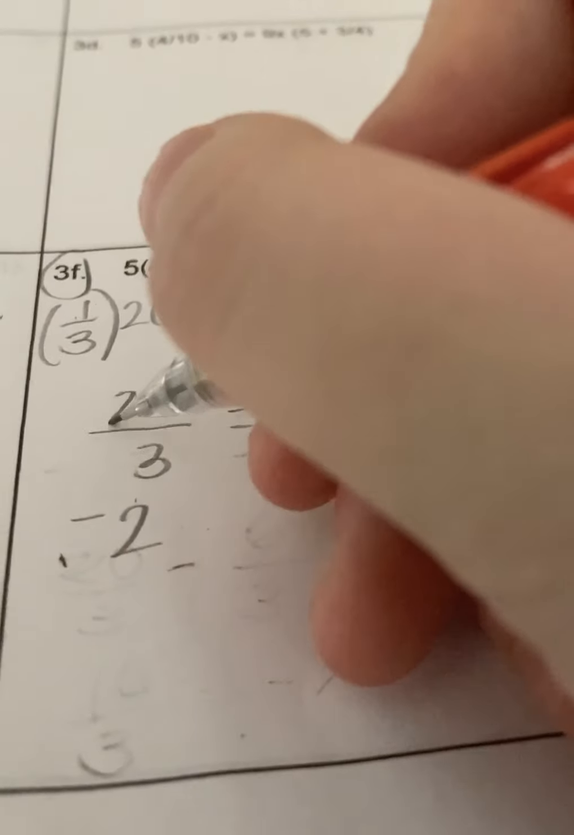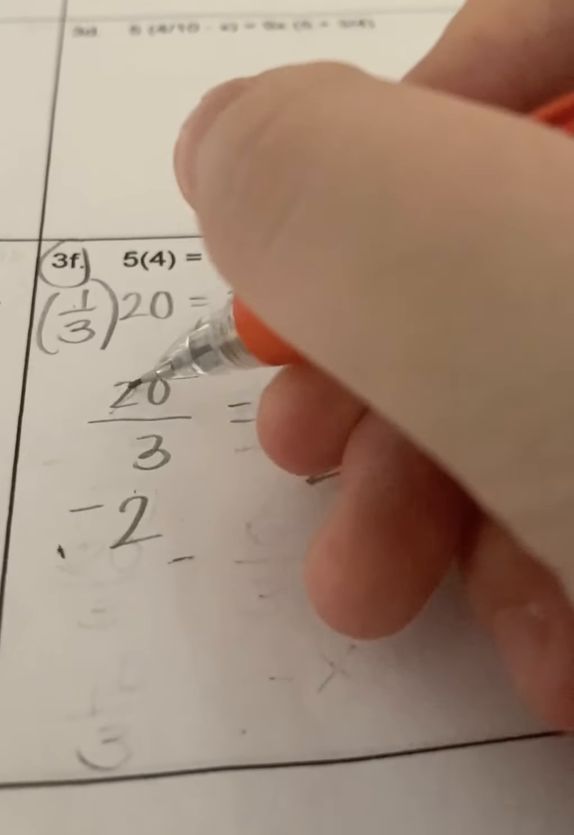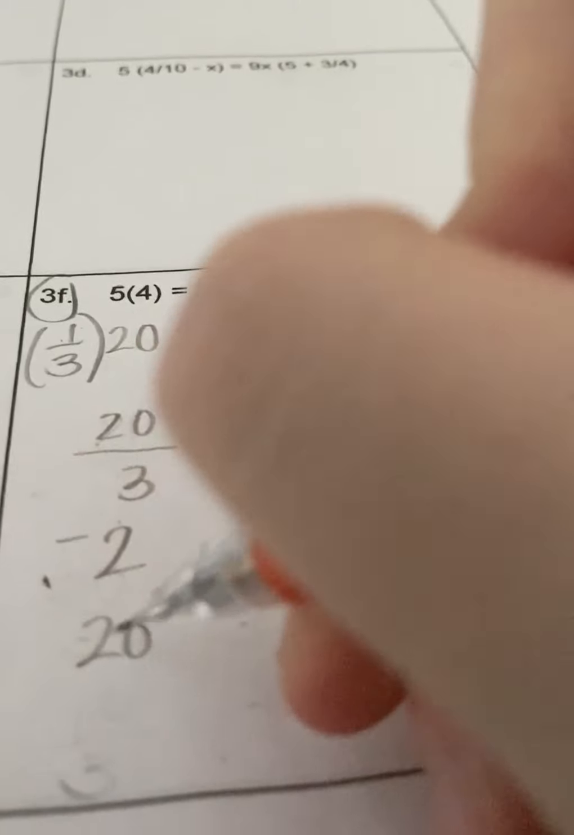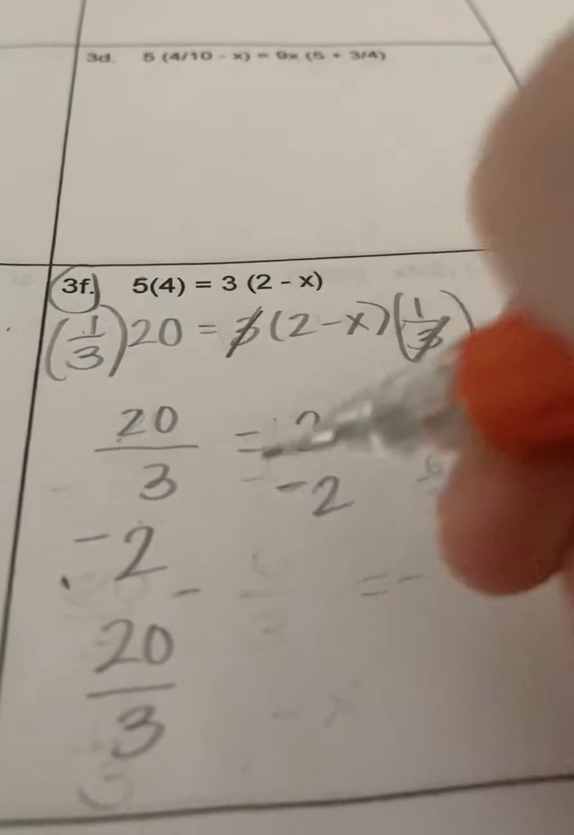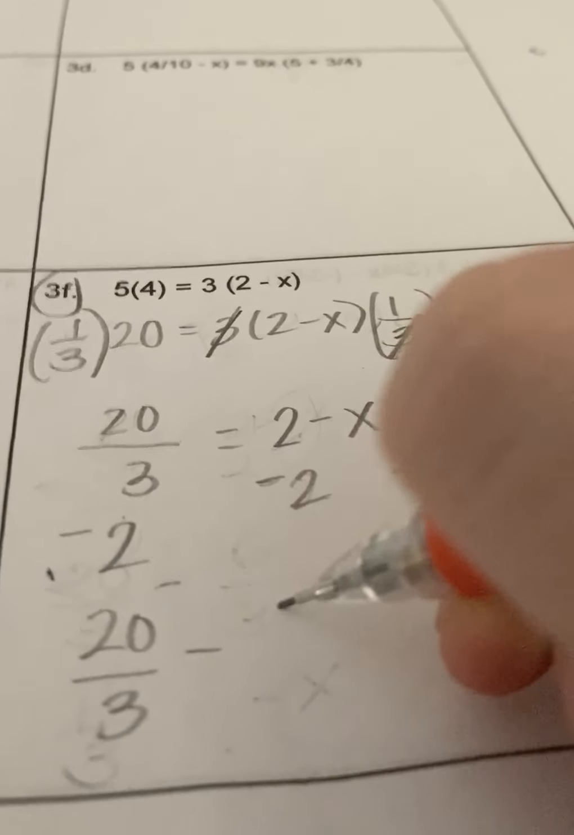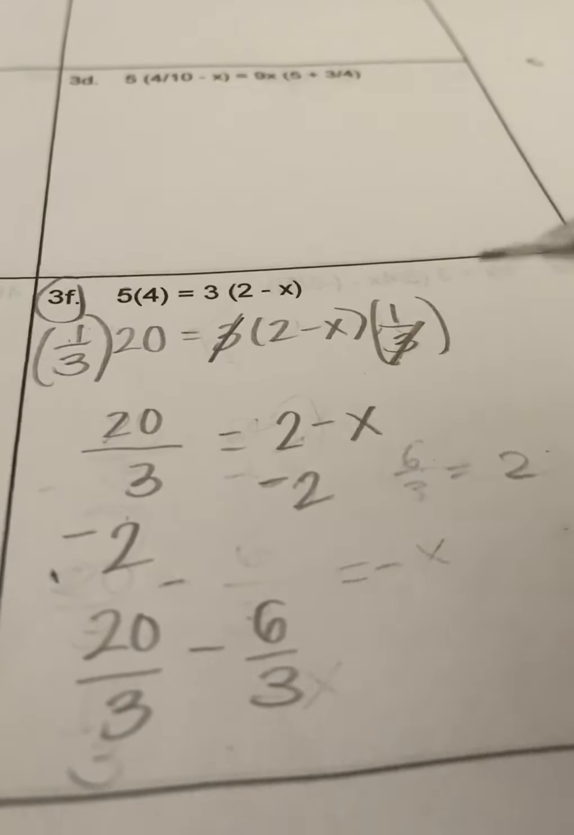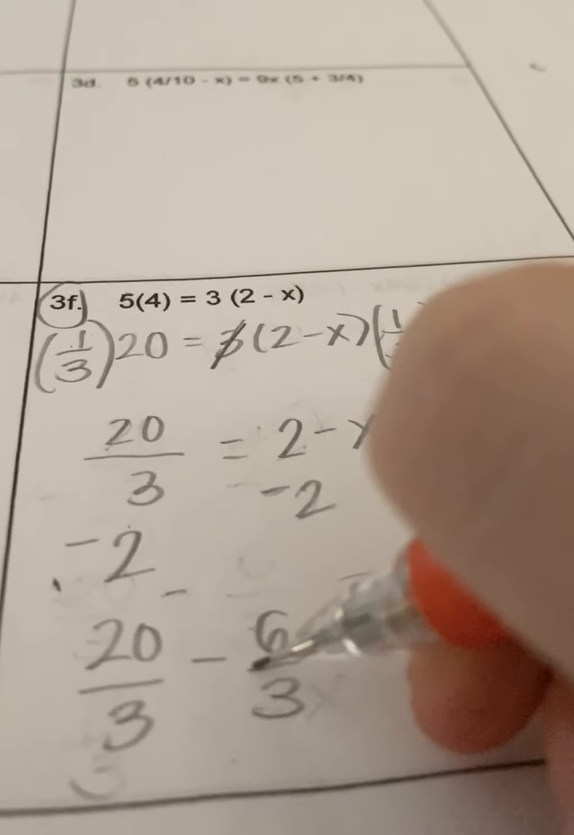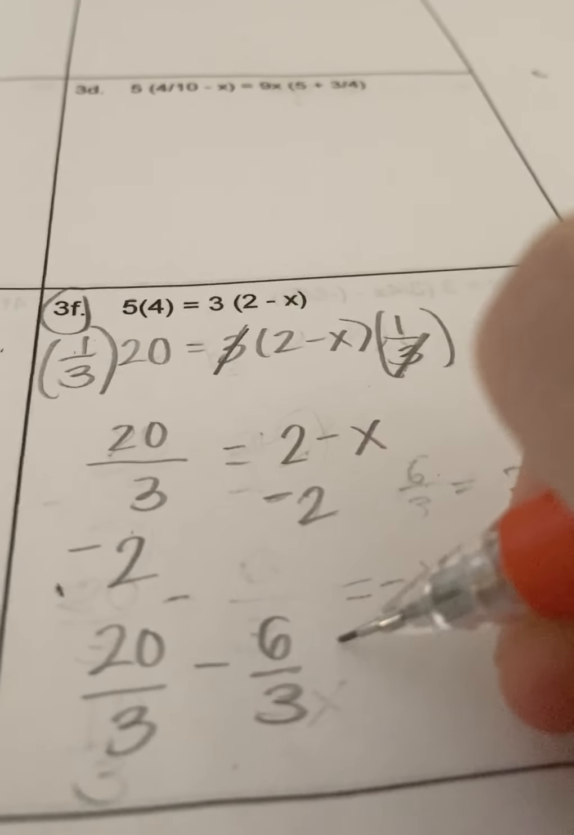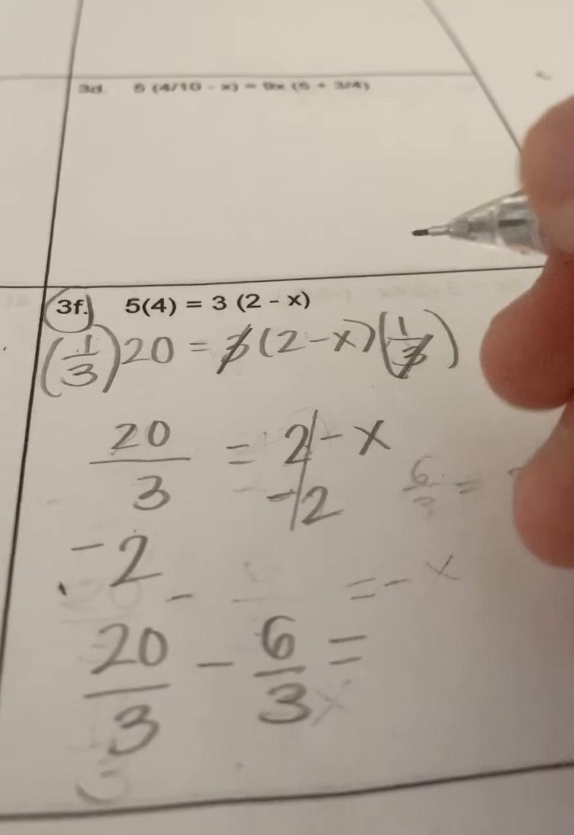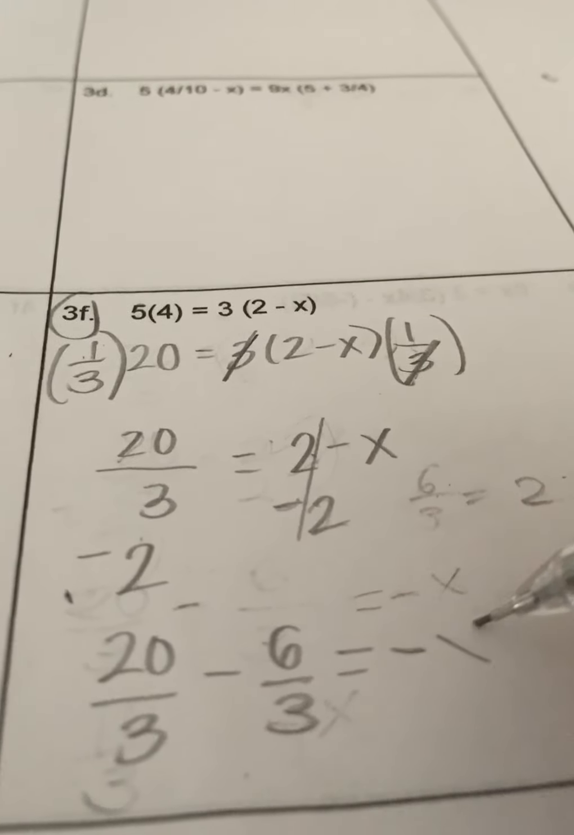So in order to subtract 2 from 20 over 3, they have to have the same denominator. So I'm going to copy the 20 over 3, but when I subtract the 2, I'm going to change it to 6 over 3, which is 2, but I changed it to have the 3 in the denominator. And then 2 minus 2 is just 0, so that just cancels out, and all I have left over is a negative x.